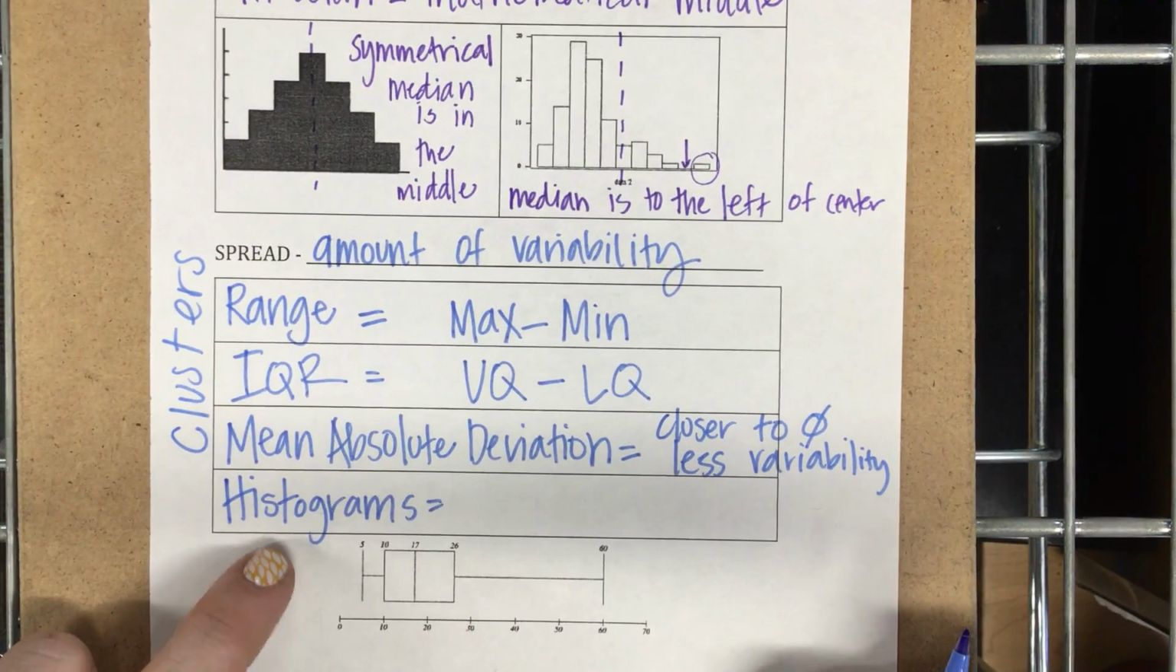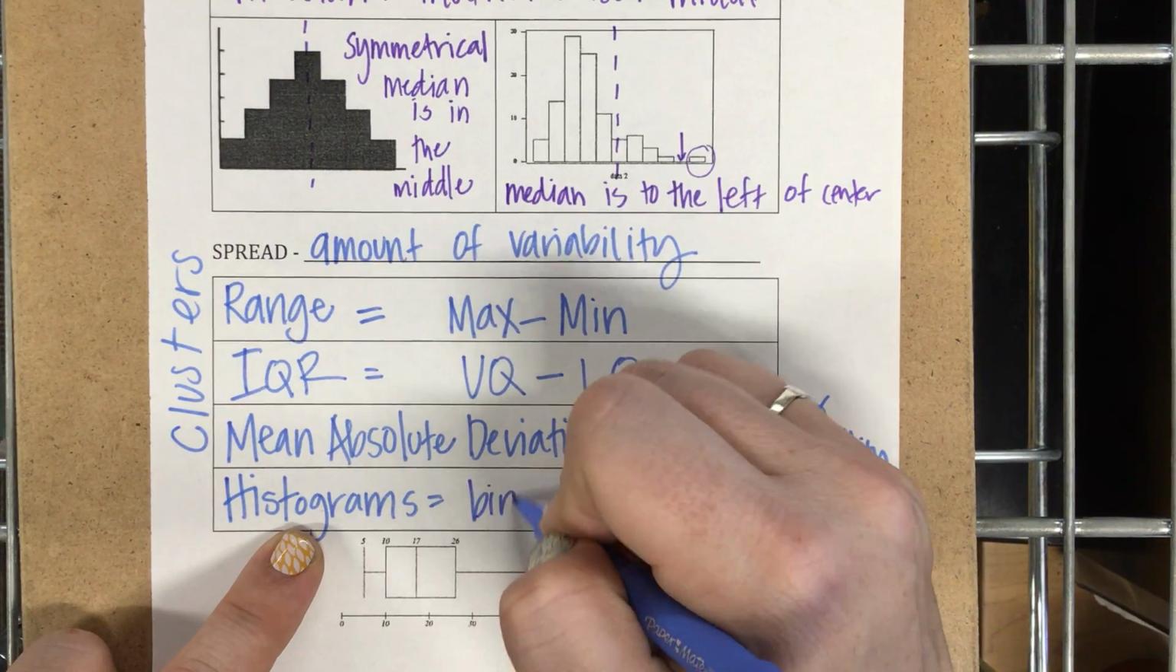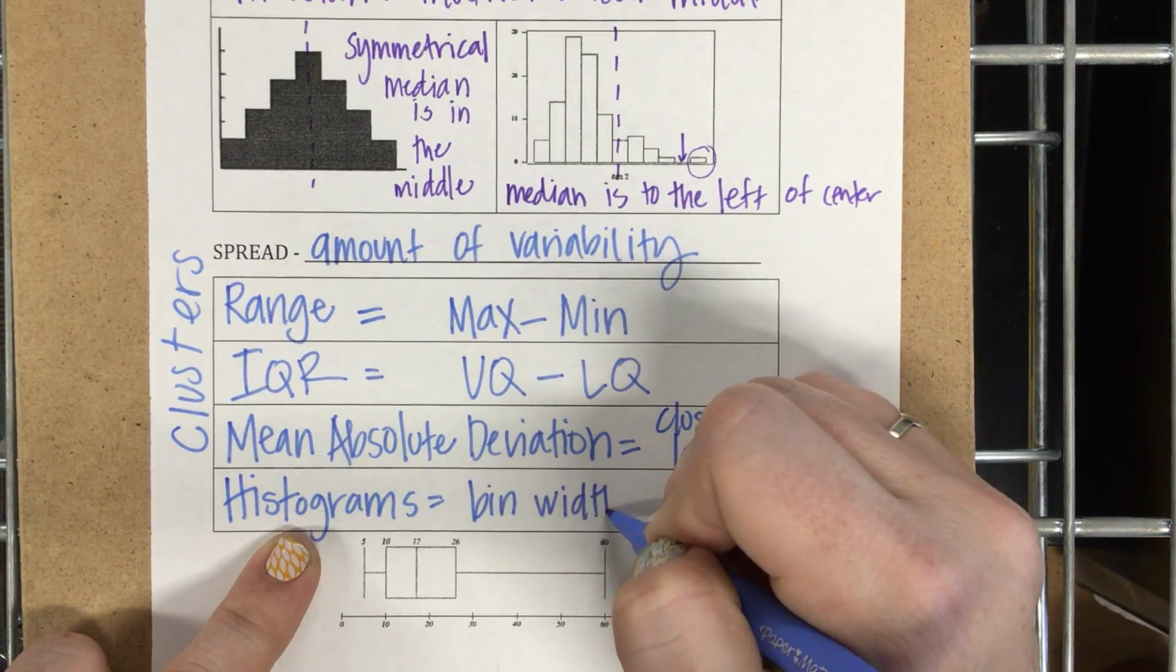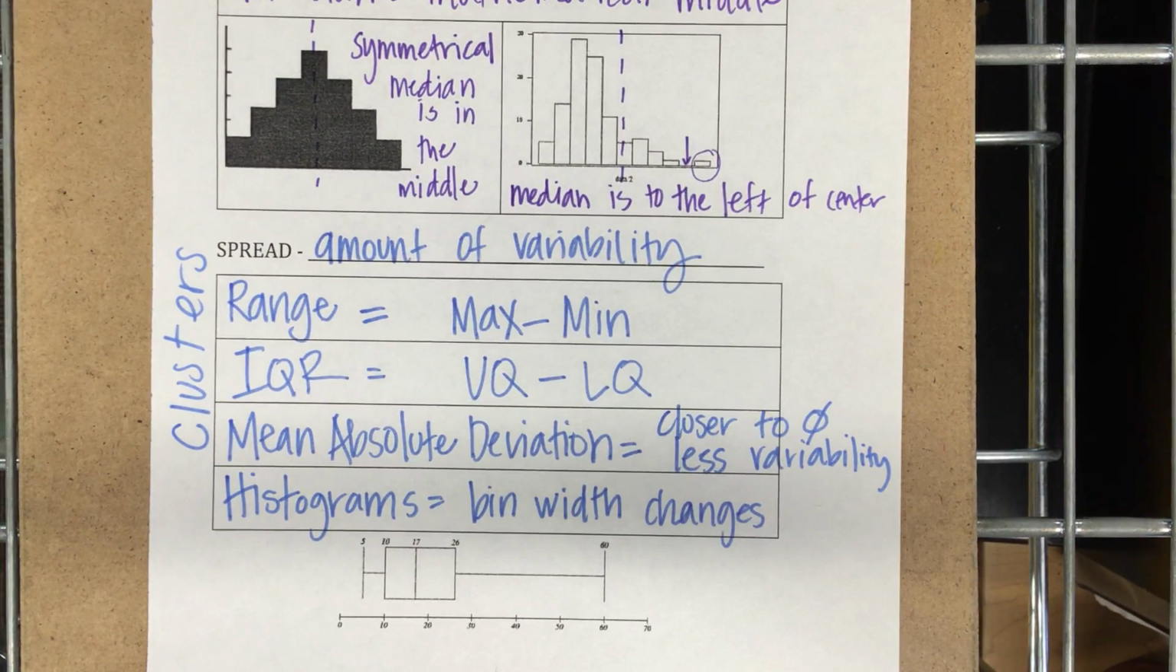And if you're talking about a histogram, the spread can be affected by bin width changes. If your bin width is 5, and all of a sudden you change your bin width to 15, your data is going to be less spread out. It's going to be more compact.